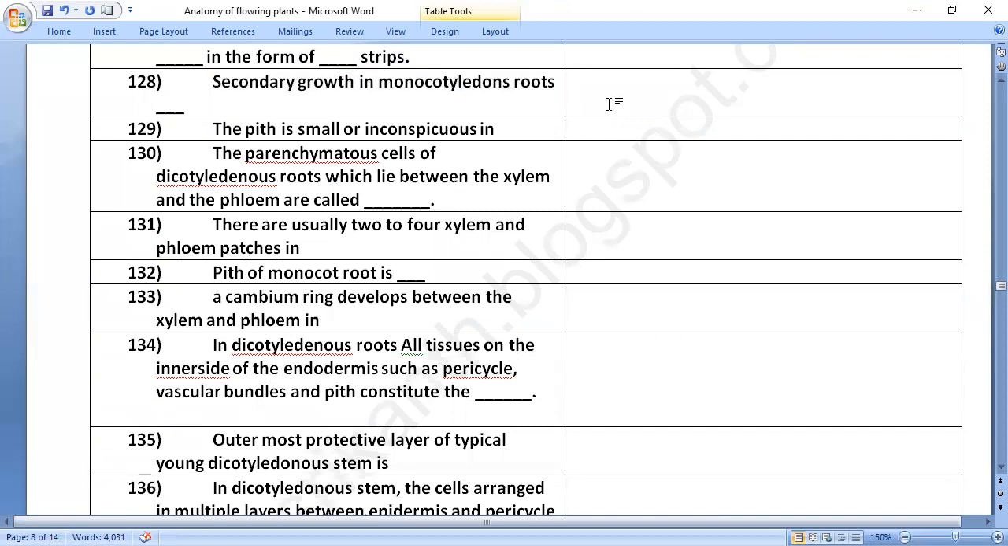Secondary growth in monocotyledonous roots is absent. The pith is small or inconspicuous in dicotyledonous roots. The parenchymatous cells of dicotyledonous roots, which lie between the xylem and phloem, are called conjunctive tissue.